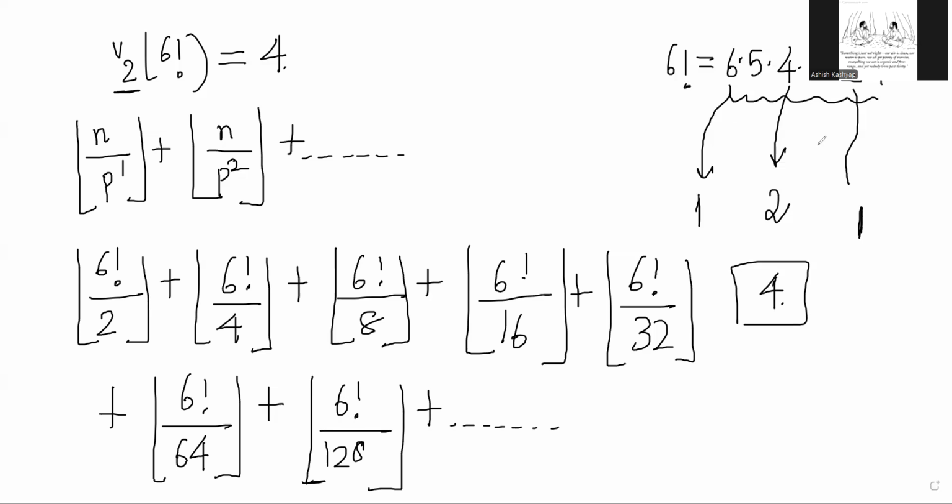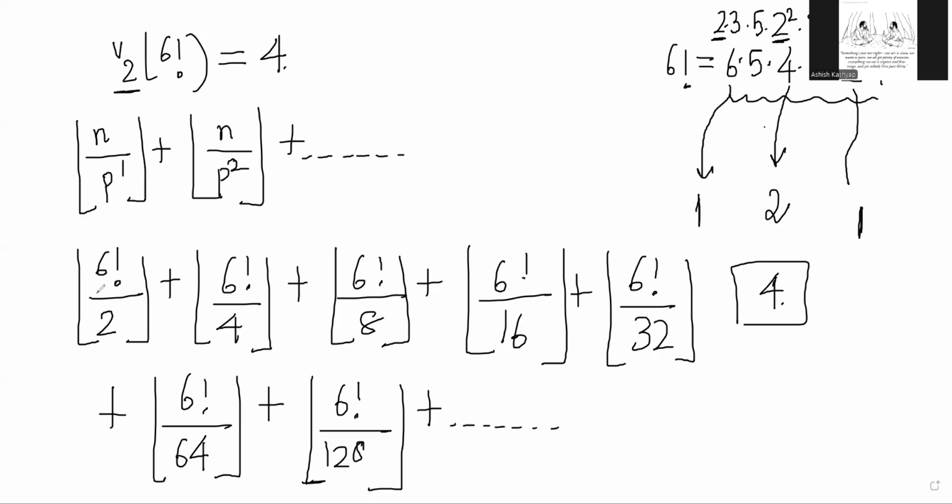I have made some mistake in our calculation here. Isn't 6 factorial bigger than 128? 6 factorial is this only: 2 into 3 into 5 into 2 square into 3 into 2 power 1 into 1. So our answer should be correct, right? Because how many powers of 2 am I getting? Only 4. The highest power of 2 that comes here is 4 only.